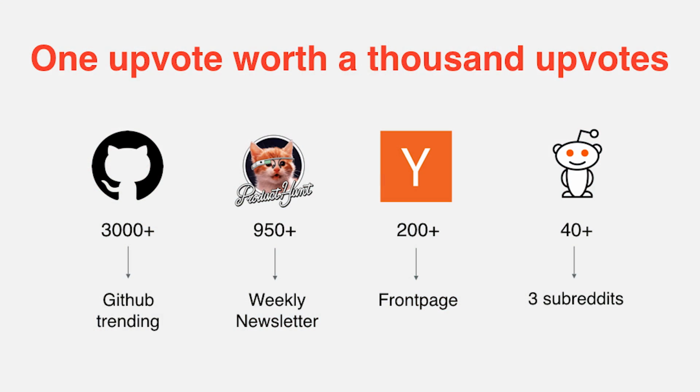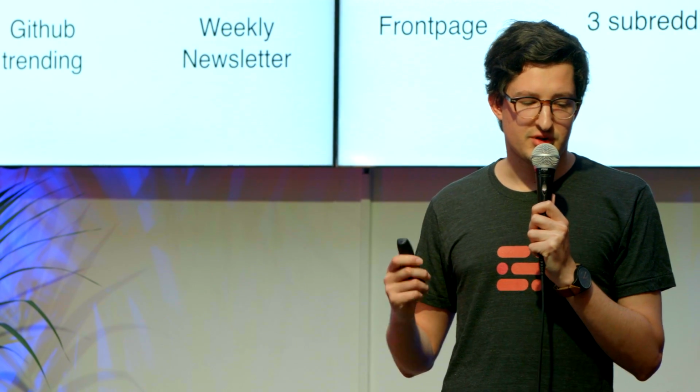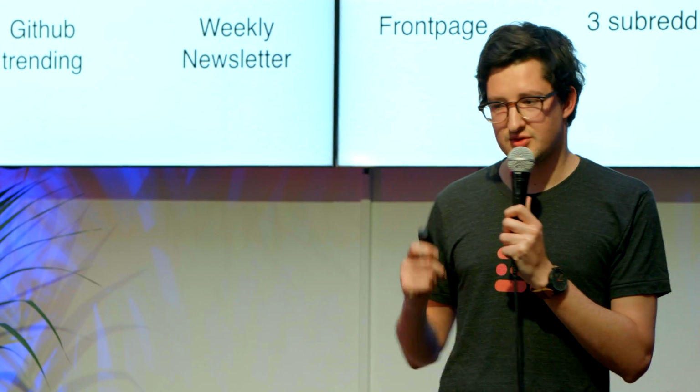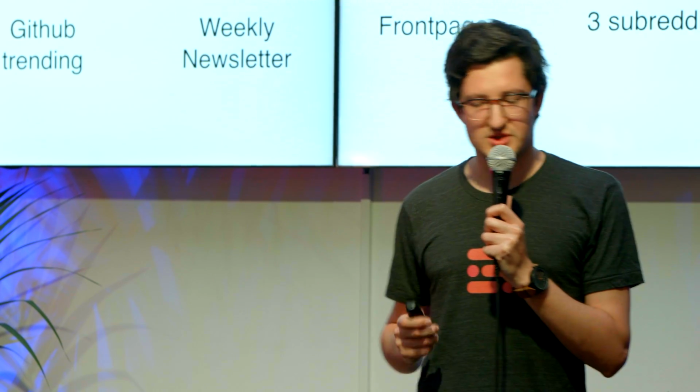Now, you have, of course, those crazy platforms, where one vote is crazy, and then it gets famous. So for us, it worked pretty well. We got listed on GitHub Trending. We went in the weekly newsletter on Product Hunt. We were trending on Hacker News, and we were posting on several subreddits.